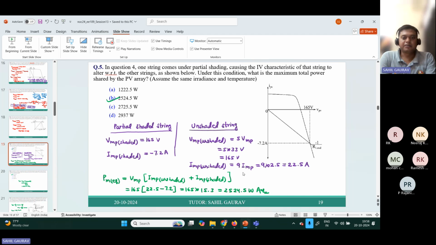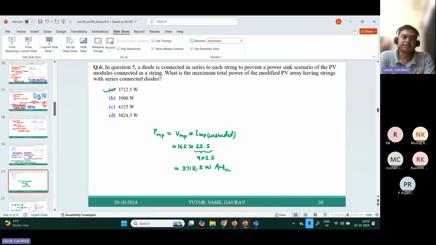So IMP unshaded will be this 22.5 ampere. Now this equivalent power from the module, total power shared by PV array, will be VMP into IMP unshaded plus shaded. So you subtract this shaded current from this total current. So you will get 22,524.5 watt. Means shaded string is acting like a sink, either in series or parallel connection.